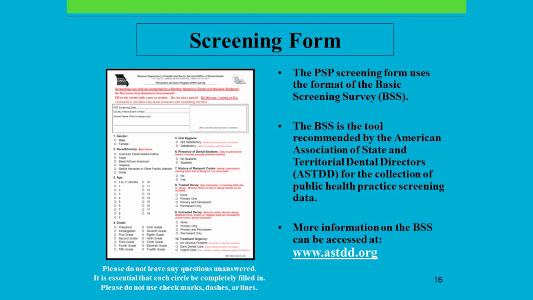DHSS will provide as many screening forms as needed, and DHSS will supply large envelopes or boxes with postage-paid labels for returning the screening forms. The PSP event coordinator will take care of this at the end of the event. Upon receipt of the completed screening forms, DHSS will scan the screening information into our database and generate the reports on the results. This will provide an overall profile of the oral health of the children screened. No individual child will be identified. The data will be reported as aggregate data for your event or area.